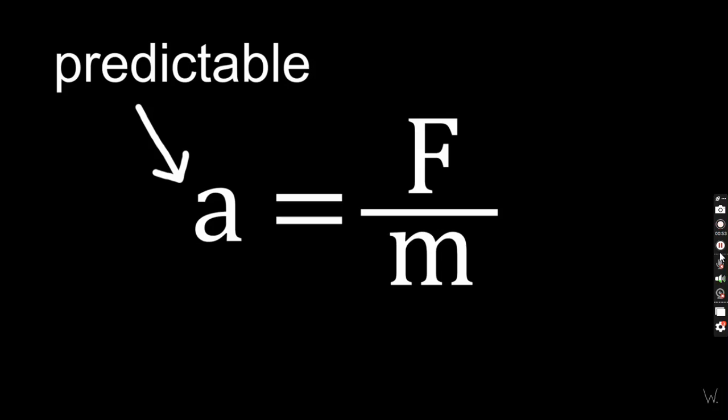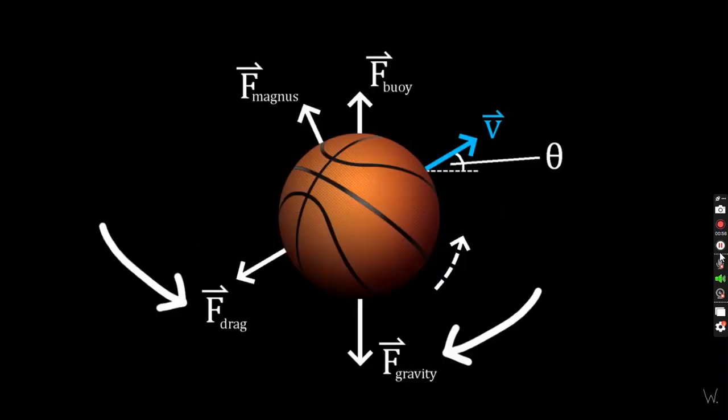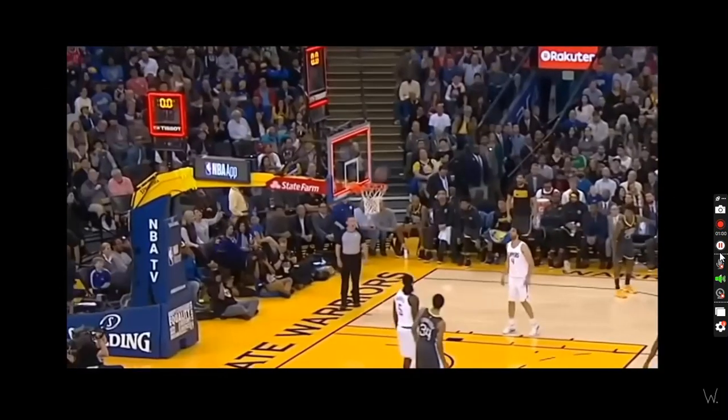The key takeaway is that if you apply a force to a fixed mass, you get a predictable amount of acceleration. If you know all the forces acting on a basketball midair, you can predict with 100% certainty if the ball will go in the hoop or your neighbor's windshield.